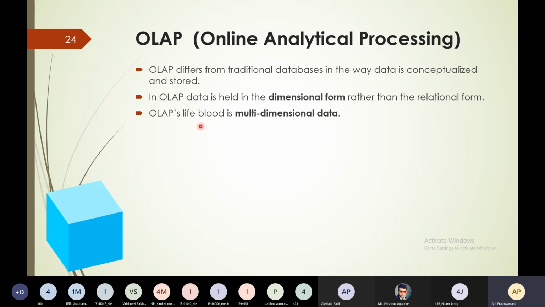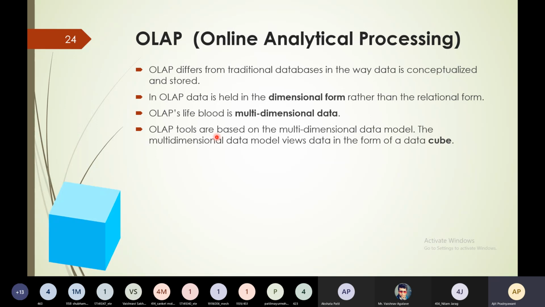OLAP's lifeblood is multidimensional data. So the main part of OLAP is multidimensional data. OLAP tools are based on the multidimensional data model. The multidimensional data model views data in the form of a data cube. So whatever data you view in OLAP is in the form of a data cube. So keep in mind, OLAP stores the data in the form of cubes.